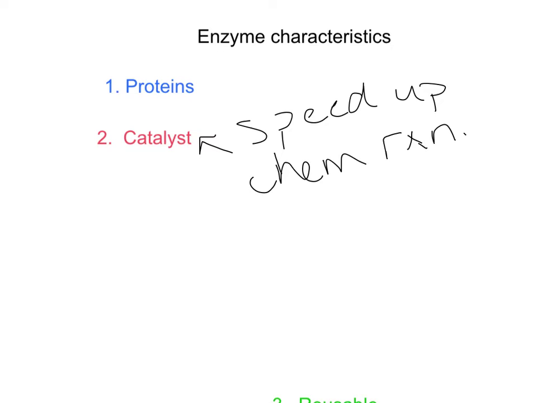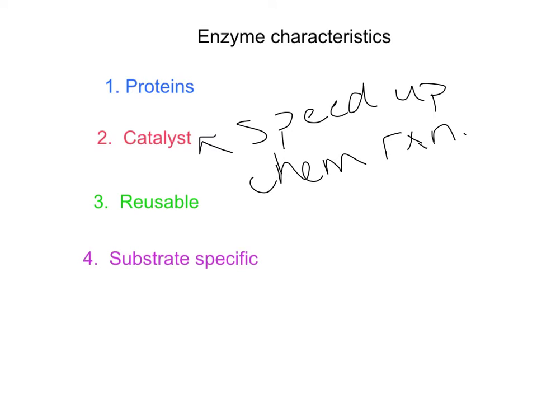Some of the other properties of enzymes are that they are reusable. So once an enzyme binds with a substrate and activates the substrate, speeding up the chemical reaction, that enzyme can then be reused. It is not consumed during the chemical reaction. Enzymes are also what we call substrate specific. We'll look at a picture of that in just a minute. Substrate specific means that the enzyme can only bind with certain molecules. Enzymes are very picky about what they will bind with.